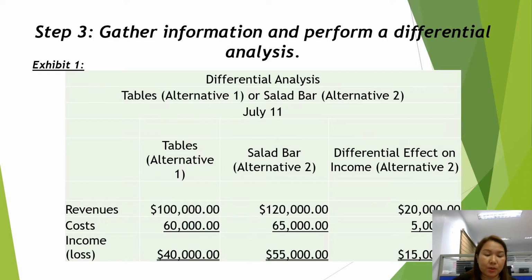The differential revenue of a salad bar over tables is $20,000, while the differential cost of a salad bar over tables is $5,000. The differential income of a salad bar over tables is $15,000. It is determined by subtracting the differential cost from the differential revenues in the differential effect on income column. Thus, installing a salad bar increases income by $15,000.